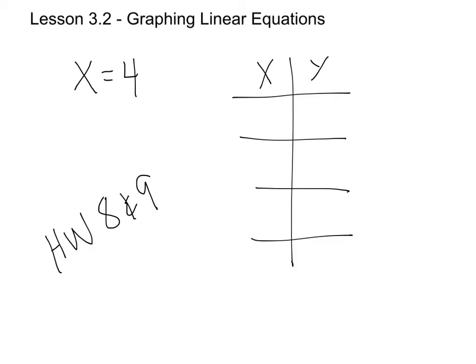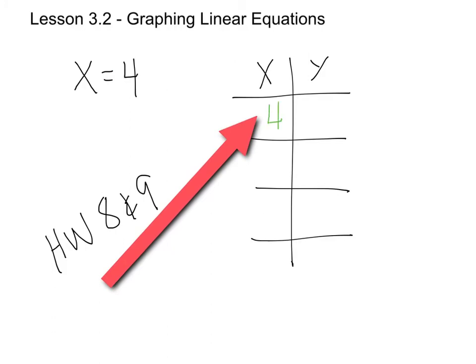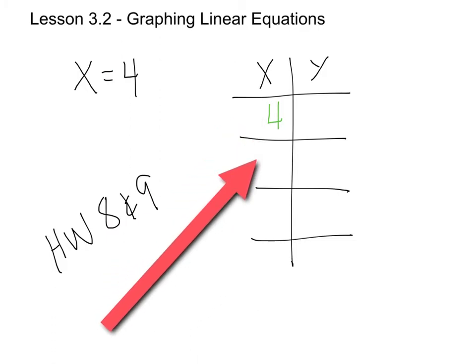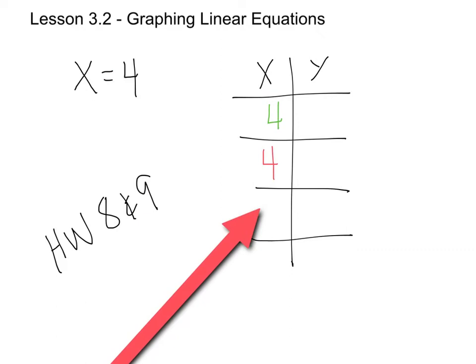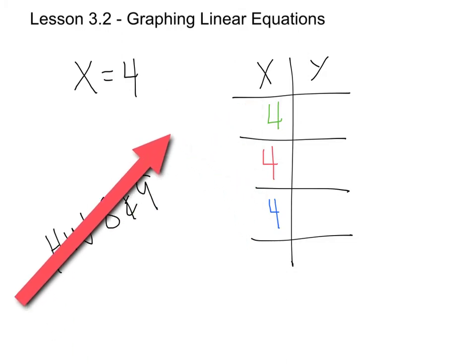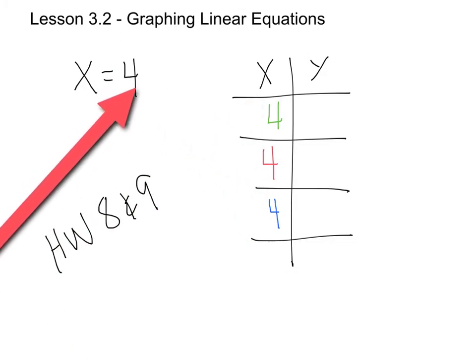This is a unique problem because it tells you, look what it says. x equals 4. Again, x equals 4. So that means we don't have a choice. x equals 4, so that has to be 4. And this has to be 4. And this last one has to be 4 as well. They all have to be 4 because this says x equals 4.